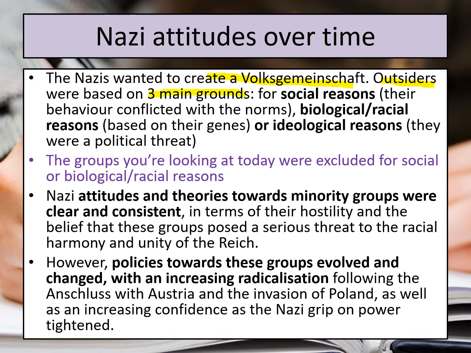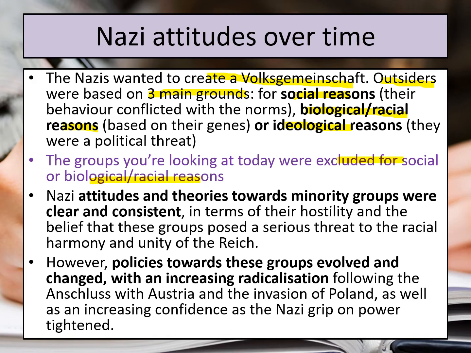First of all, some people were excluded for social reasons because their behaviour conflicted with the norms. And they might have also been excluded from it down to biological or racial reasons. For instance, the Roma and Sinti and Jews were excluded for this reason. And sometimes they're excluded based on ideological reasons, for instance, the communists who were a political threat. Today we're going to be thinking about the groups that are excluded for social or biological reasons.